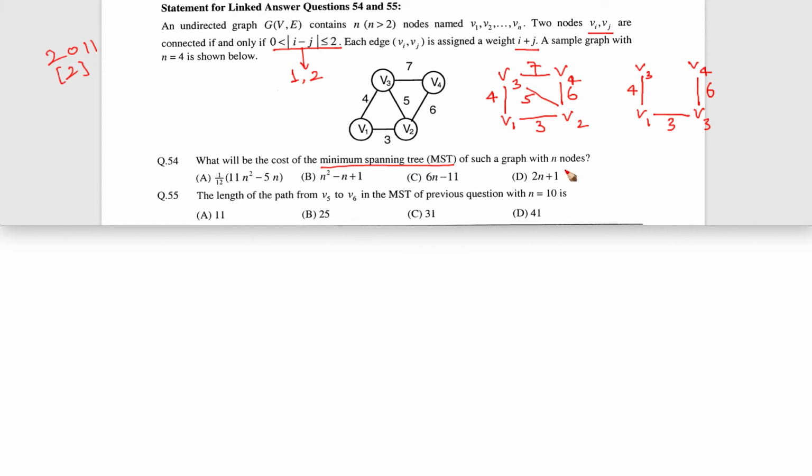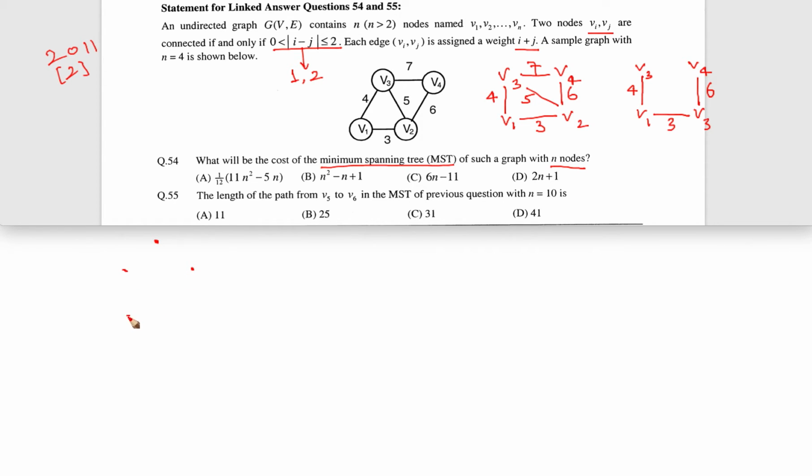Now we have to generalize it for n nodes. For that we have to better understand the pattern in which this MST is occurring. For that we are going to take an example which is going to be slightly bigger. So let's consider 6 vertices, something like V1.